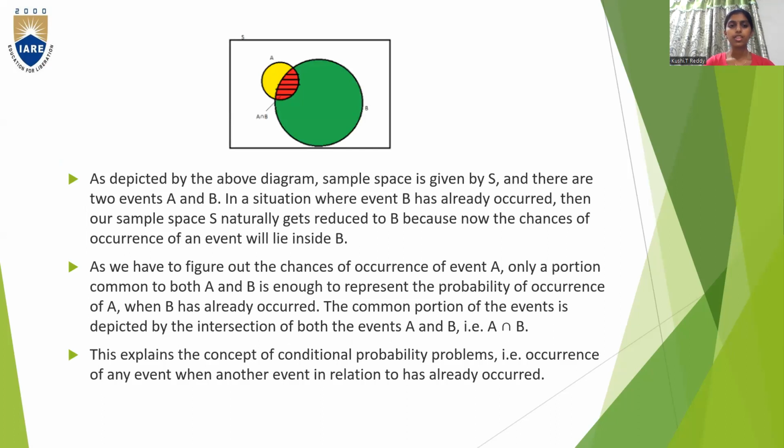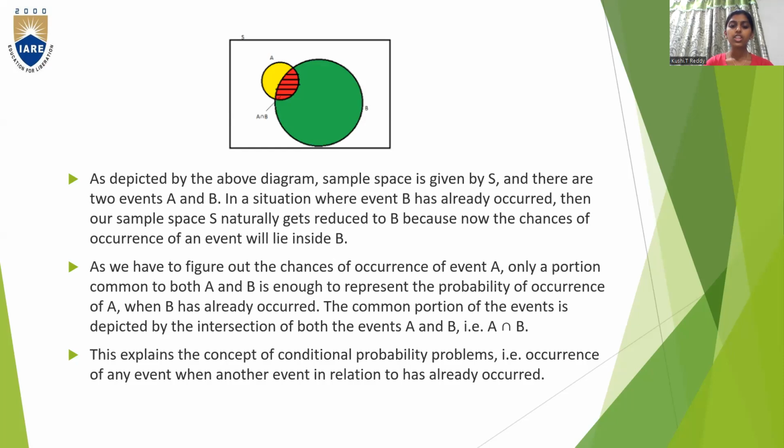From this picture, we will know clearly and in detail what conditional probability is. As depicted in the above diagram, the sample space is given by S and there are two events A and B. In a situation where event B has already occurred, our sample space naturally gets reduced to B, because now the chances of occurrence of an event will lie inside B.